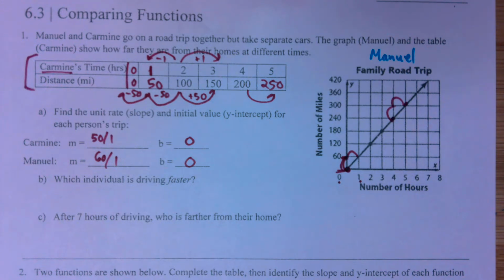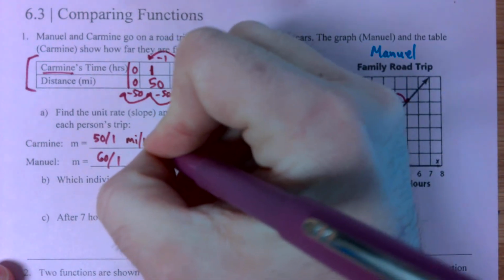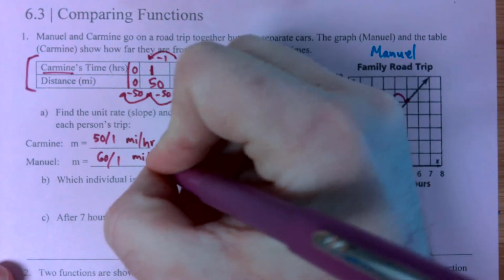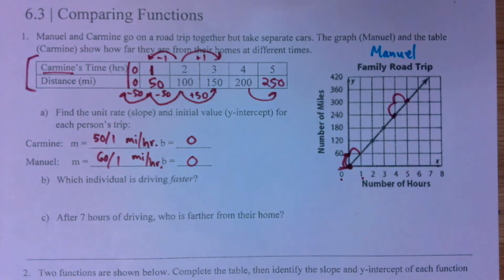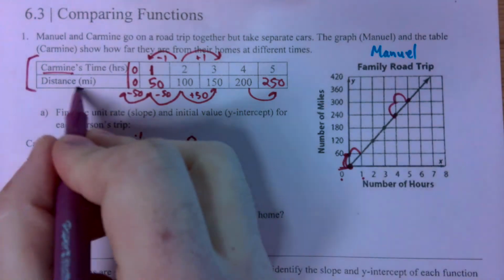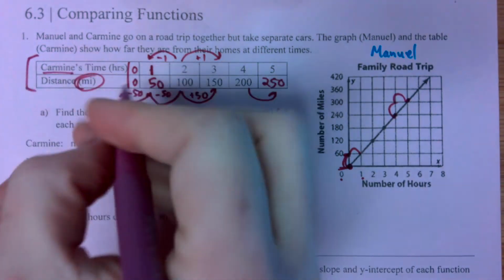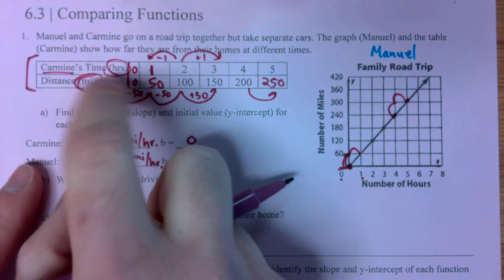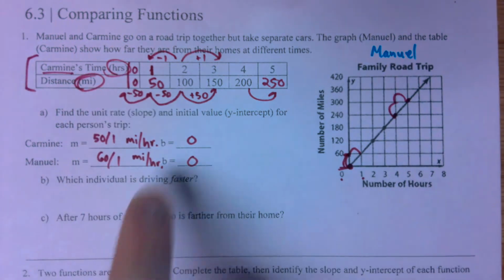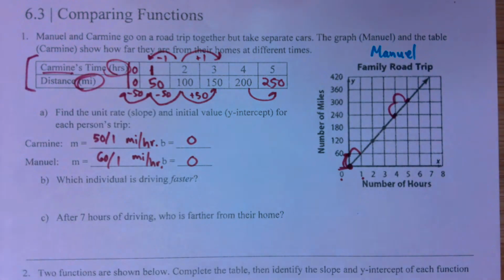What do those two numbers represent though? 50 and 60. What would the units on those numbers be? Anyone know? Miles. Hannah? Miles per hour, right? Thank you, Theo and Hannah. Miles per hour. Take a look. The y value is miles and the x value is hours. So if we put y over x like we do with the slope, we get miles over hours.